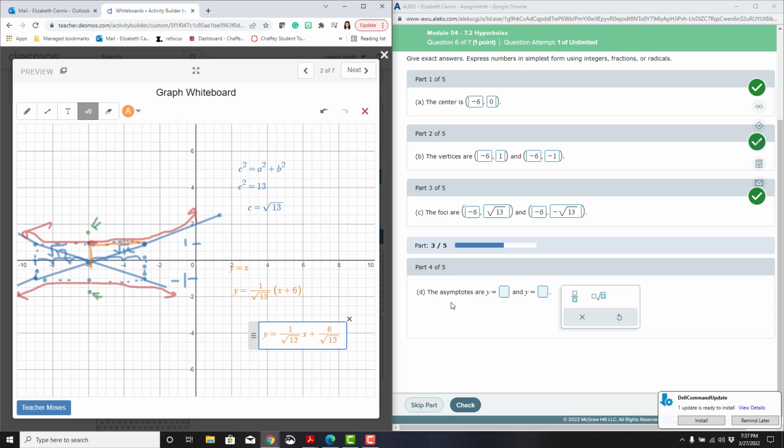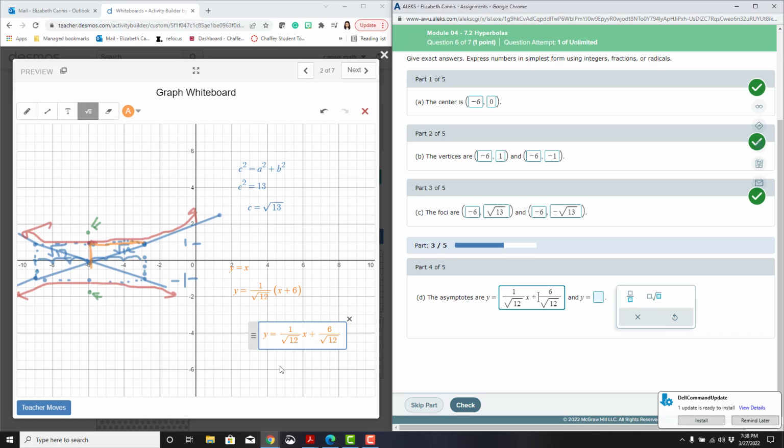Okay, and so that's going to be the positive one. So let me enter that in here. 1 over that square root of 12, again, that's x plus 6 over that square root of 12. So that's the first equation. Oops, I dropped my x for some reason. Let me get that back.